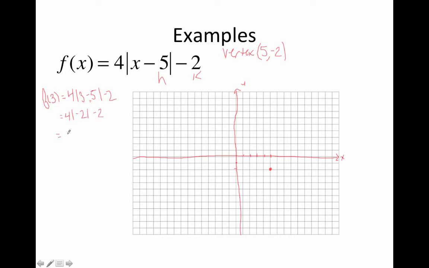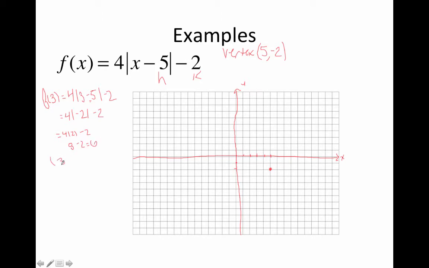And remember from Algebra 1 what absolute value does. It makes negatives positive. Excuse me, the absolute value of negative 2 becomes 2. I got a step ahead of you. 4 times 2 now would be 8. Minus the 2 would be 6.